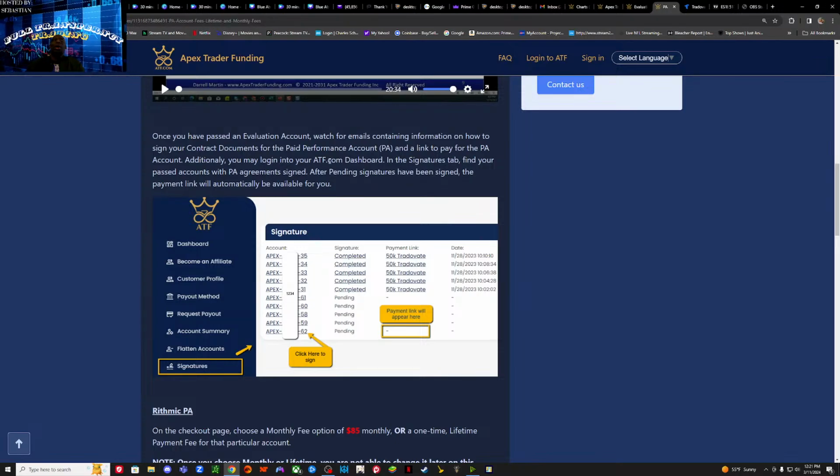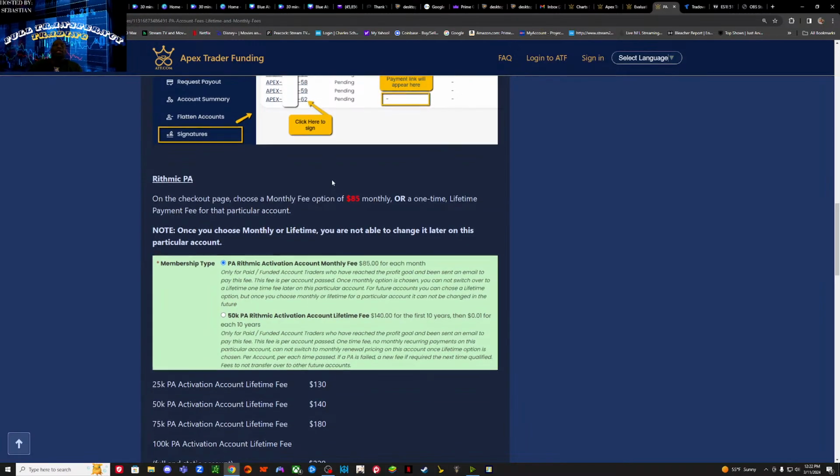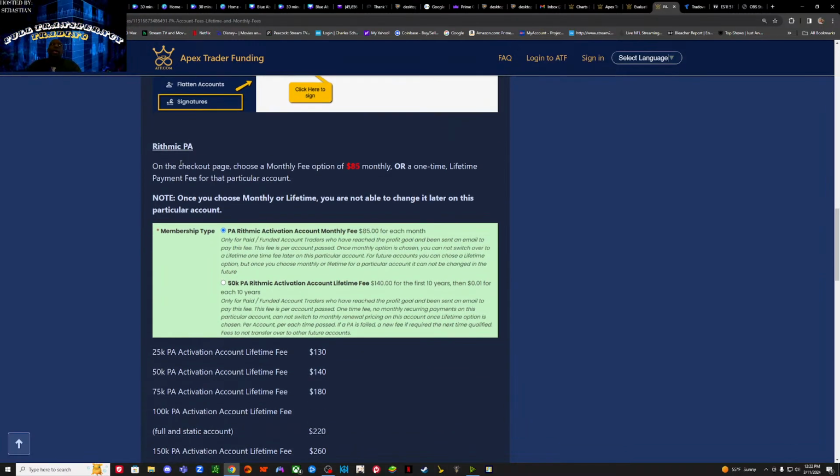Additionally, you may log into the ATF dashboard and all of your signatures will be in the exact same tab. You'll have a signatures tab down here on your paid for accounts. Now let's go down here. So for Rithmic, I personally don't use Rithmic. I use TraderVate, so I can't say if it's better or worse, but I know Rithmic is always cheaper.